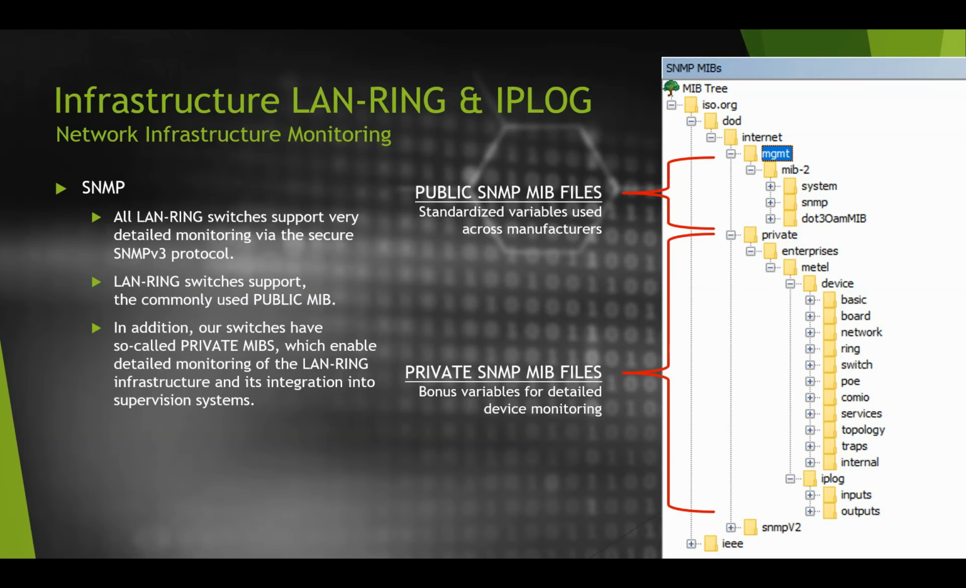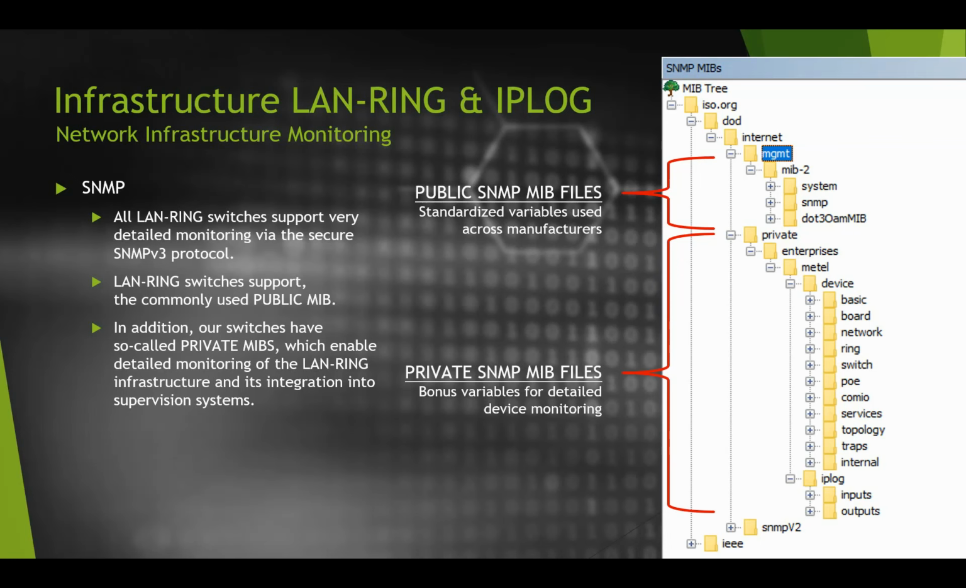All variables that can be read or set using SNMP protocols are divided into so-called MIB files. These are further divided into public and private groups in the tree structure. See the image on the right. MIB files in the public group are also available for third-party switches, while private MIB files are only available for LAN-RING switches and allow you to perform advanced operations not available for other devices.